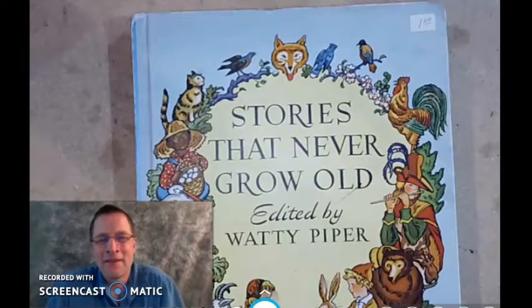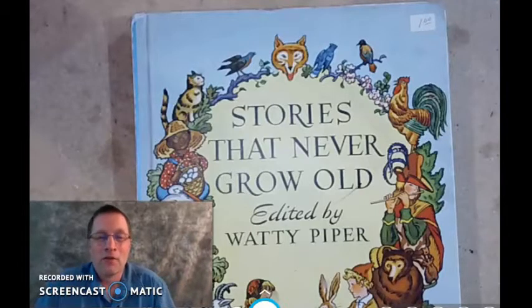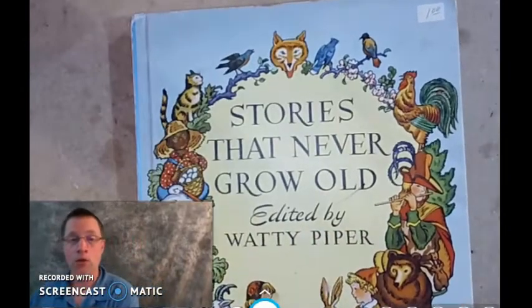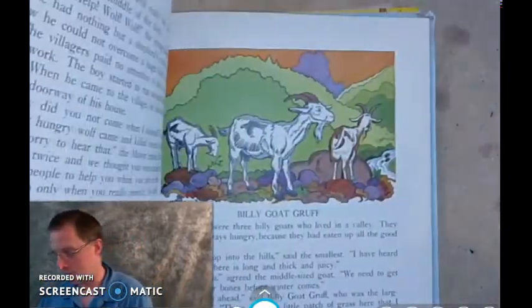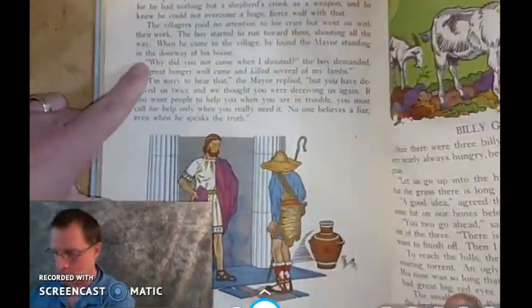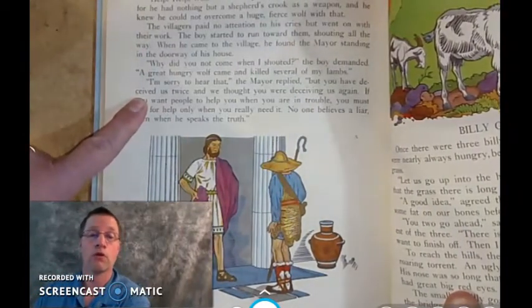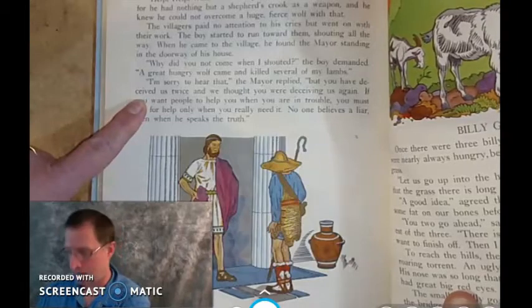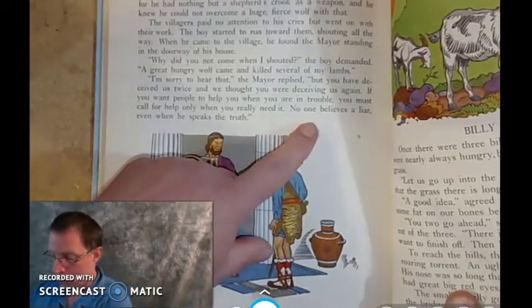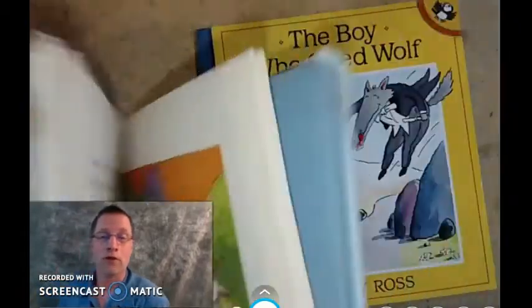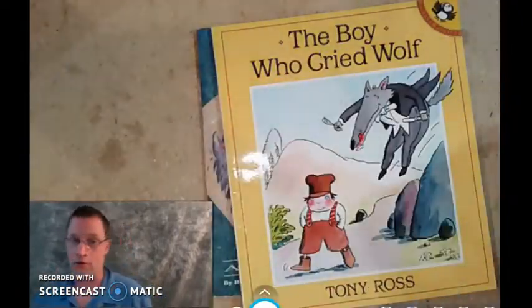Hey guys, the story that we read the other day was The Boy Who Cried Wolf, and it was from this book. And I want to remind you that in this story of The Boy Who Cried Wolf, at the end of the story, the boy goes down to the village and the mayor scolds him. That means that he gets in trouble. So he gets scolded for telling lies, and he says, no one believes a liar even when he speaks the truth. We're going to be reading another version of this story today.